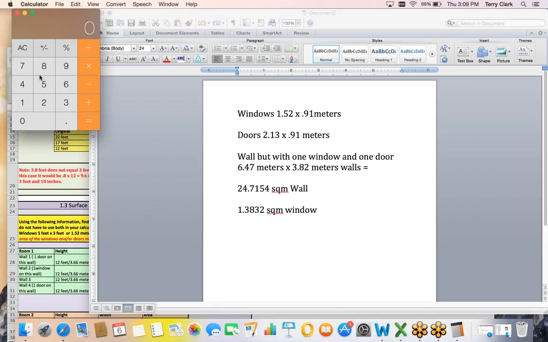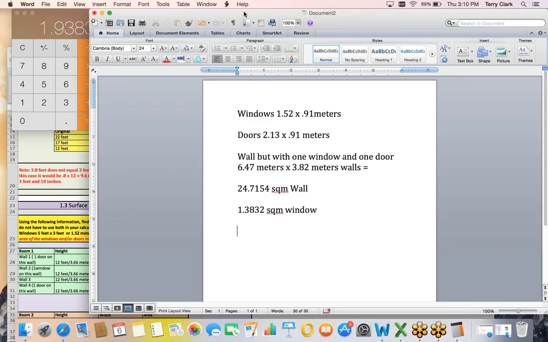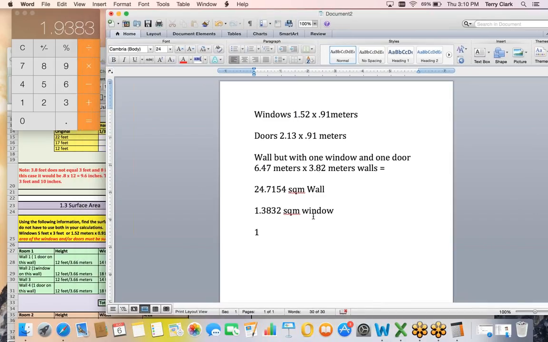And then we're going to take 2.13 times 0.91. And then that's going to give us 1.9383 square meters for the door.